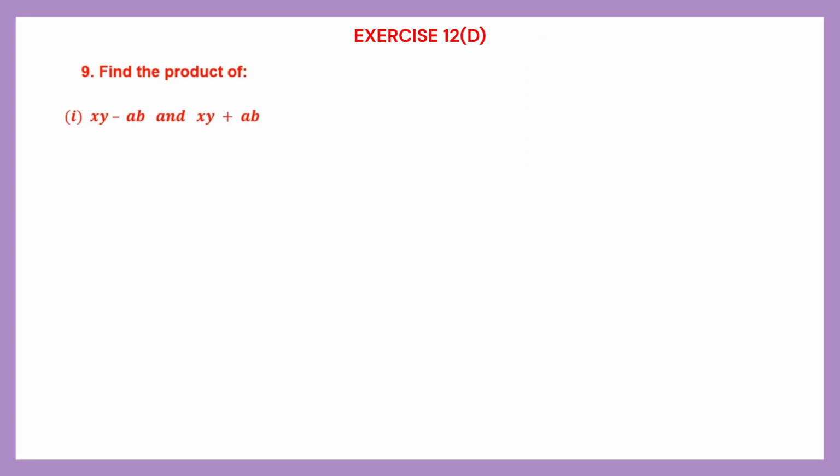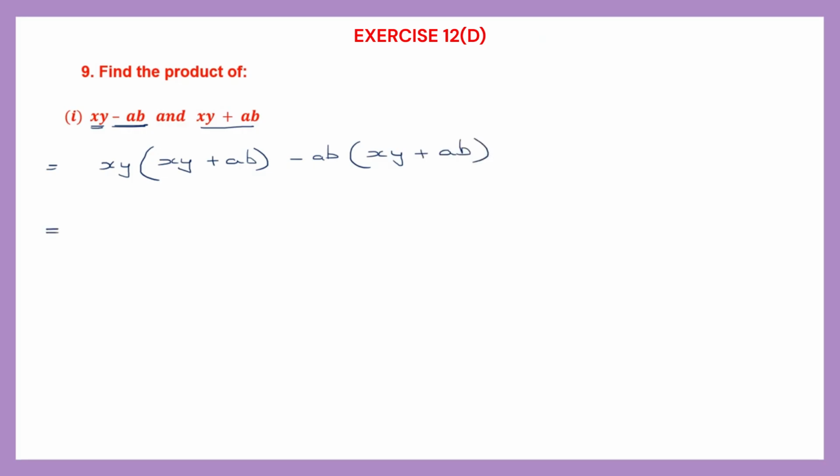So how do we do this? We take the first term of the first binomial, xy, and we multiply it with the whole of the second binomial, that is xy plus ab. Then we take the second term of the first binomial, which is minus ab, and multiply it with the whole of the second binomial, xy plus ab. So each term we are going to take and multiply.